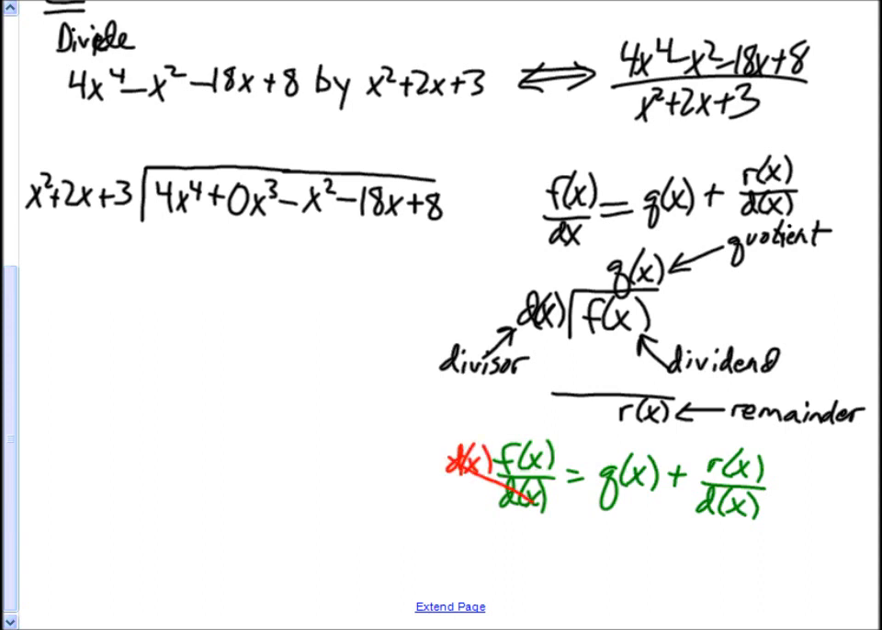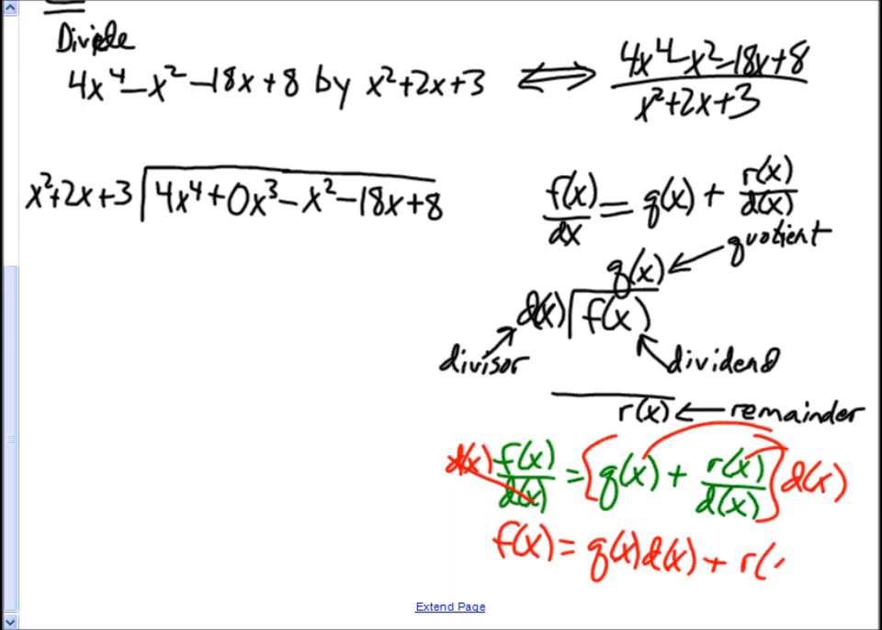If I multiply this whole side by d of x, I have to distribute that. And that ends up being f of x equals q of x times d of x, plus r of x. In other words, my dividend is equivalent to my quotient times my divisor plus my remainder. That's a really, really important concept in algebra. So that's a little of the abstractness to this, but let's go ahead and see our step process for actually doing the problem.